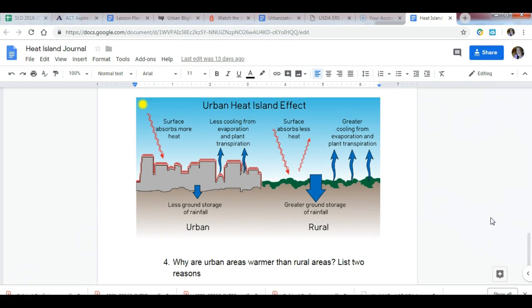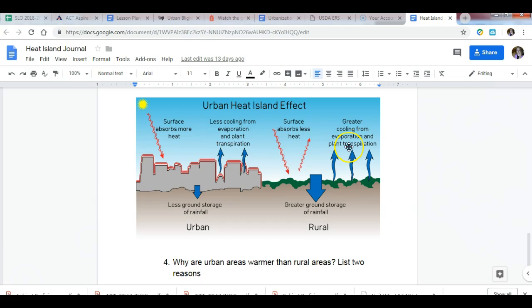So then take a second and look at that second diagram. The second diagram explains why urban areas are warmer than suburban areas. So why are urban areas warmer? Okay, they absorb more heat. They have a lot of surfaces that absorb more heat, right?